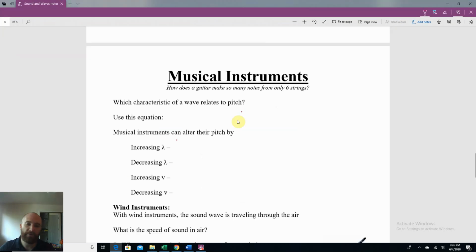Okay, so today we're going to take what we learned about sound in the last lesson and apply it to musical instruments. We're just going to look at an application of this, and I think that would be good. So let's start with this.